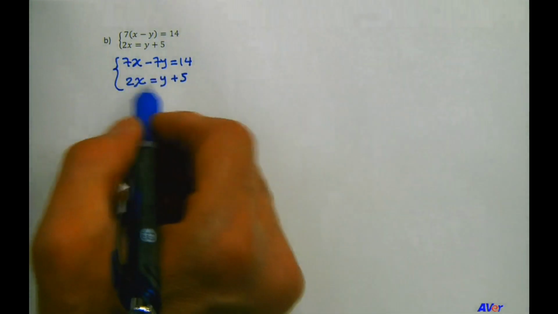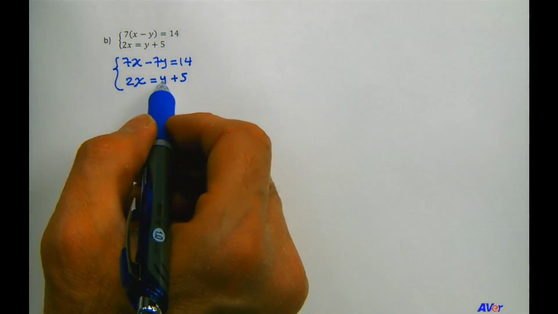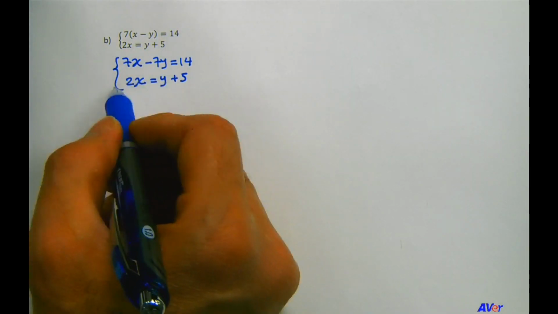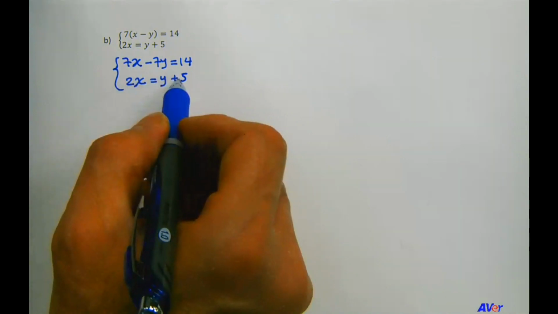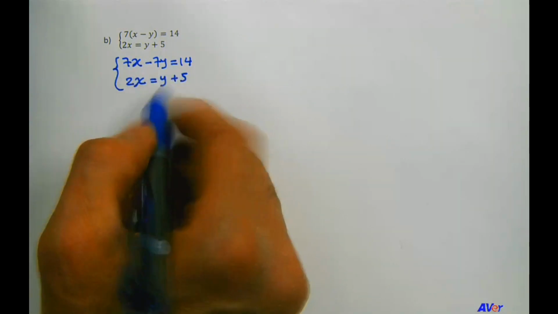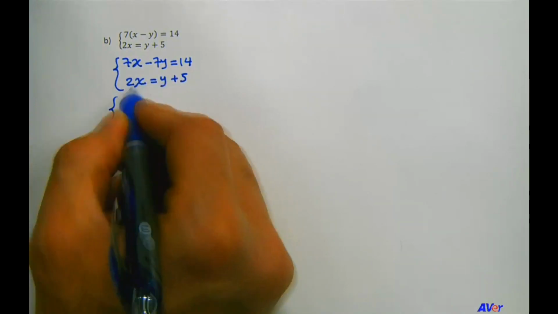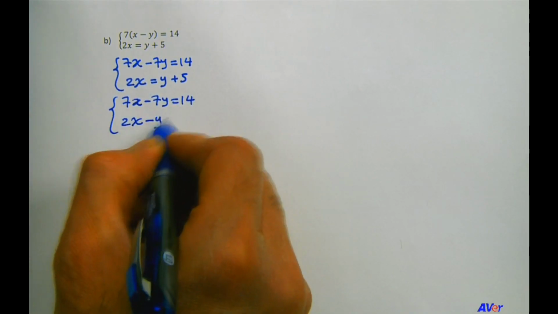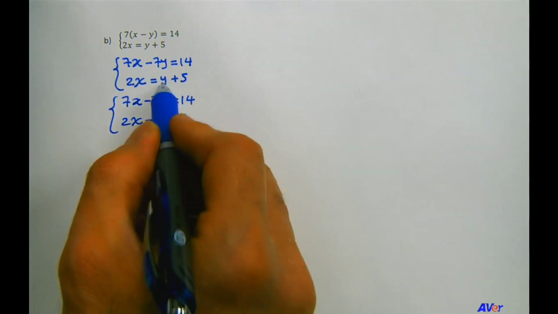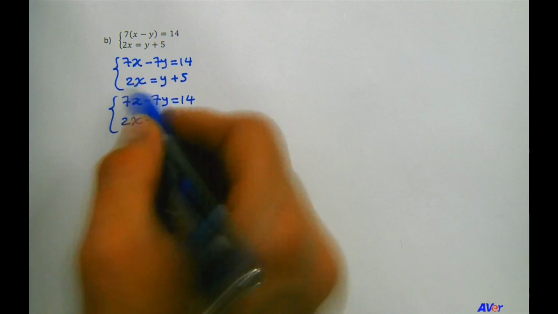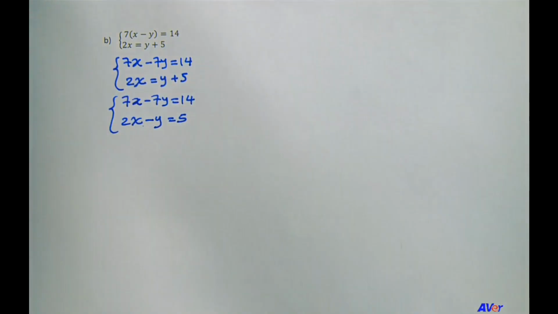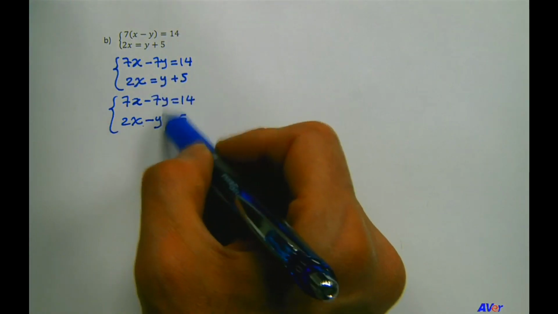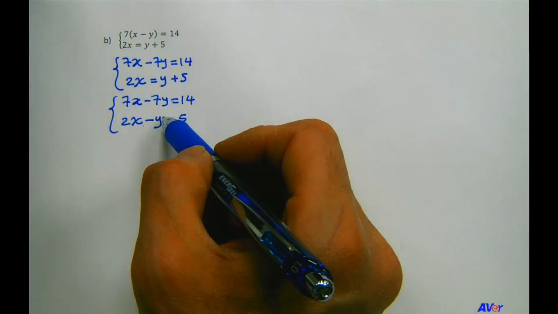To put the bottom equation in the right format, we must make sure that both variables are on the same side, on the left, and the only term on the right is the constant 5. So let's do that. Let's move y to the left. Right? Y was positive on the right. When I moved it to the left, it became negative. All right, so now this system has equations that are in proper format for a system.